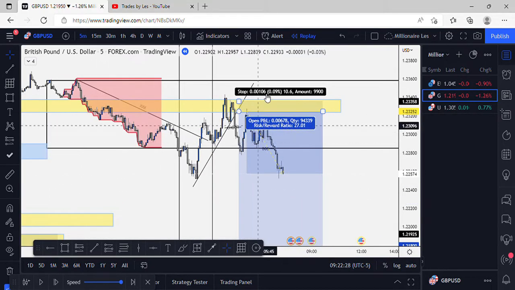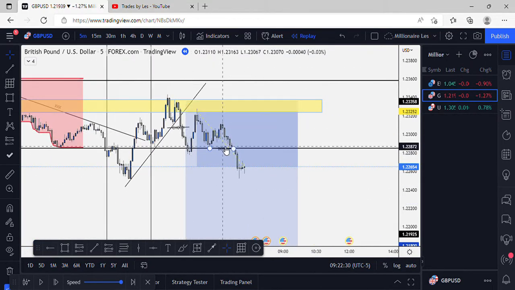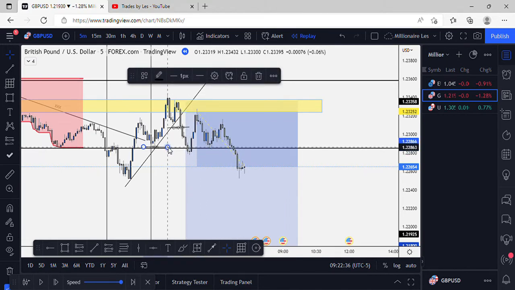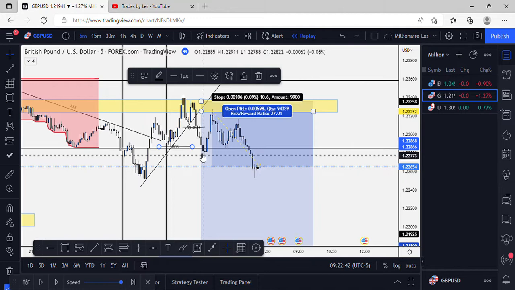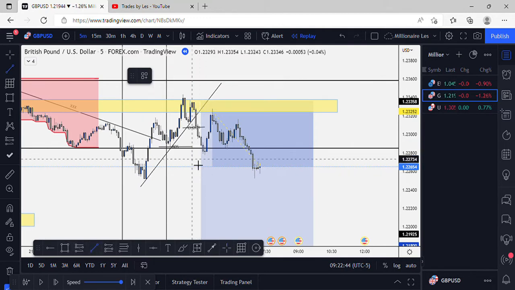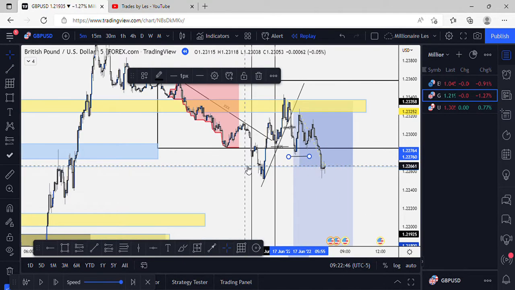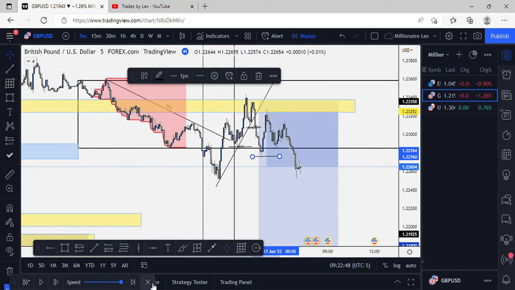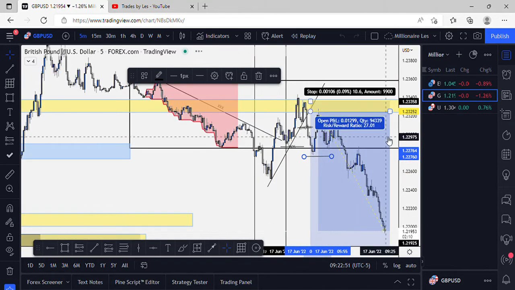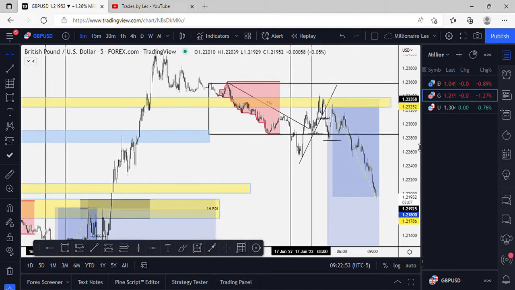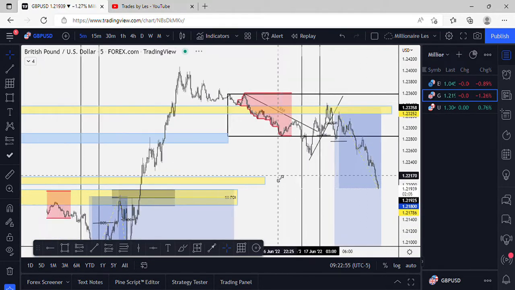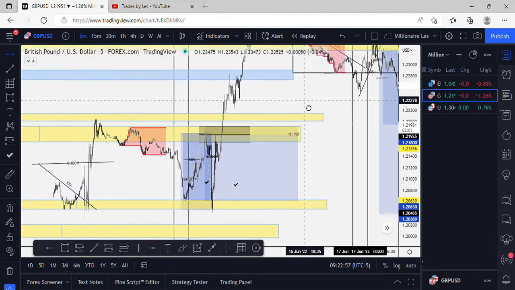So once I seen price hit me in, and then I had a break of structure, which was actually right here. A break of structure, and then I had another break of structure. I said, oh yeah, this trade is gone. I just hit this trade on the money. And currently I'm still in this trade right now. So yeah, that's how I got into these two trades.